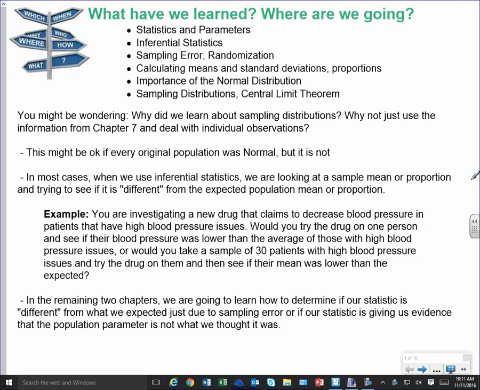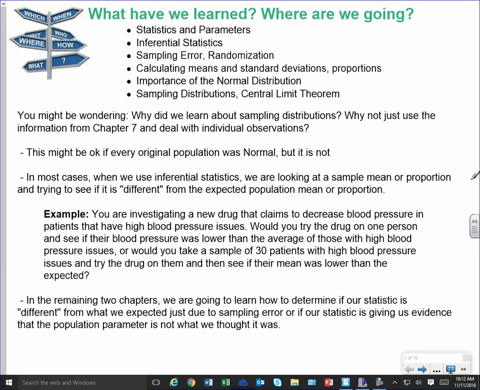One section is going to cover proportions, and the other section will cover means, similar to how we did in Chapter 8. You know, we kind of broke it up into proportions and means for the sampling distributions. So before we get into that, I just want to do a quick review of what we've done so far and how we're going to use that to continue to move forward for these last two chapters.